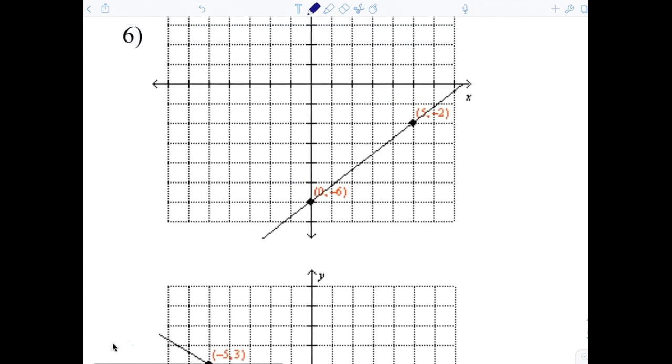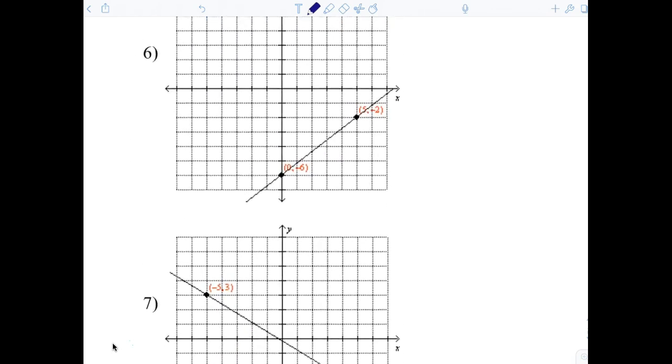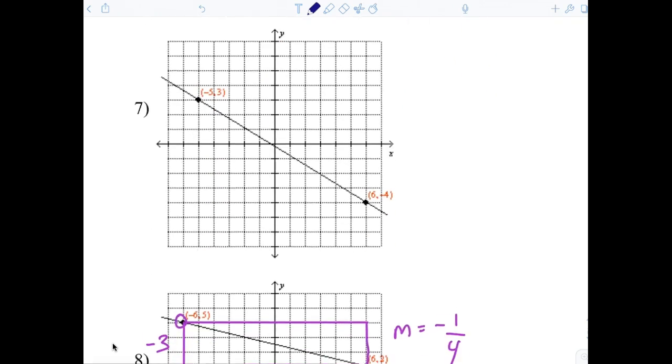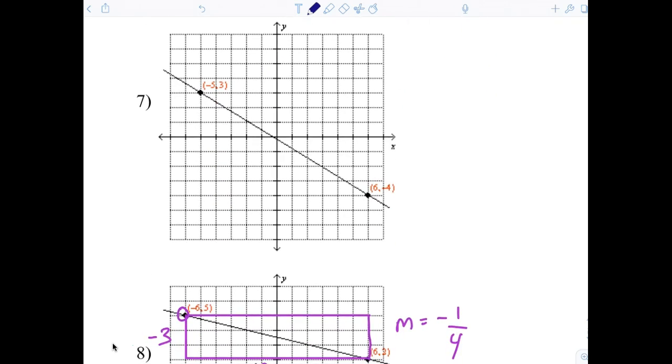Number 6. Again, it's the same principle. You're just going up and you're going over. So I went up how many? 4 and 5. Everybody happy with 4/5? Any issues? Okay.